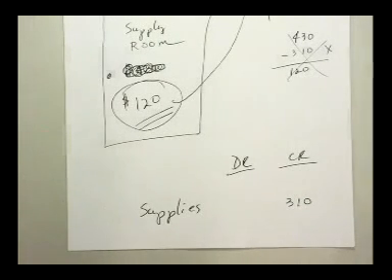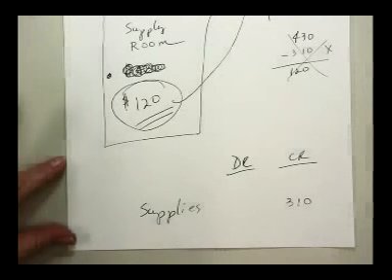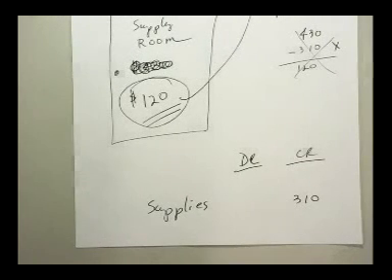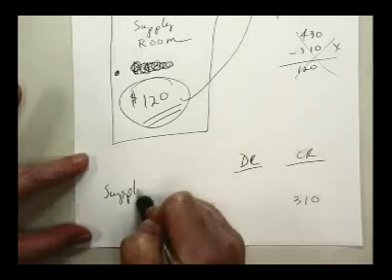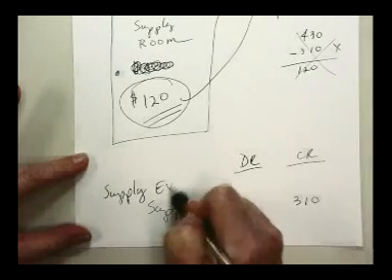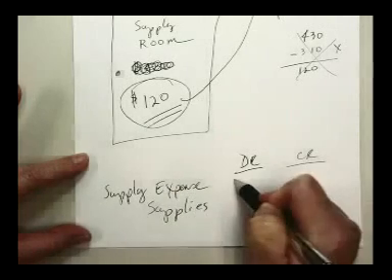So I also know that in every single journal entry there's a debit and a credit. So what would it be that I could debit that would fit in this particular scenario? How about supply expense?